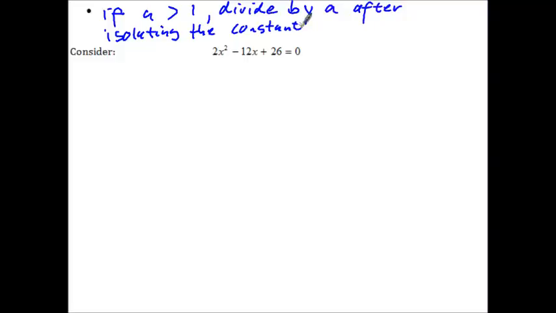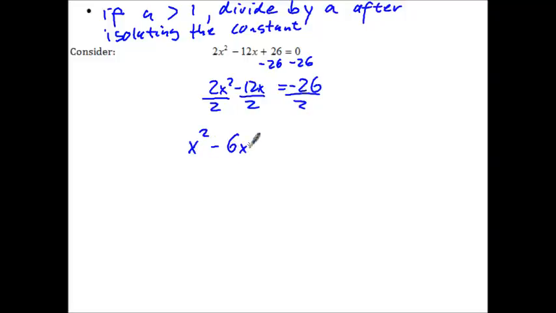So first we're going to isolate the constant. In other words, we subtract 26 on both sides in order to get 2x squared minus 12x is equal to negative 26. Now let's divide each term by 2. This will give us x squared minus 6x is equal to negative 13.